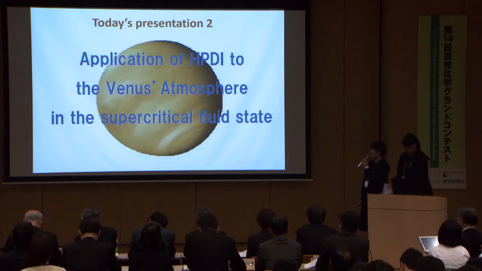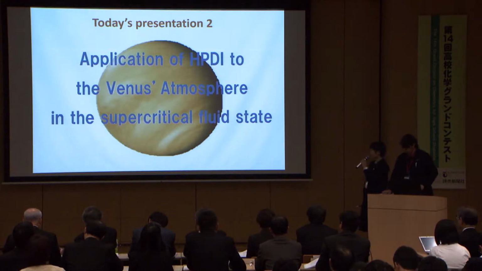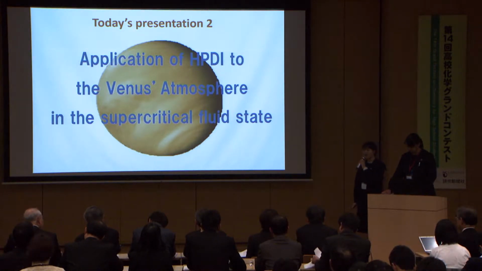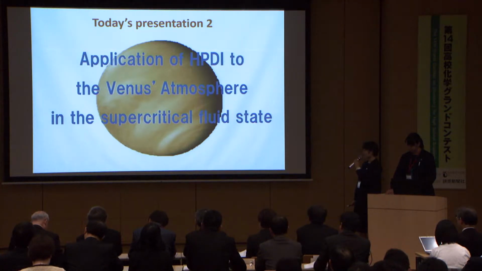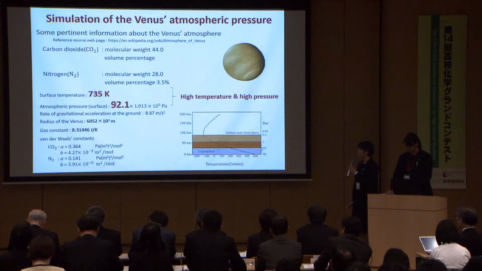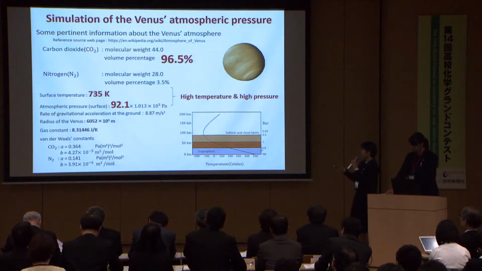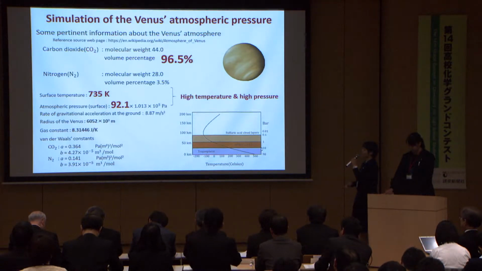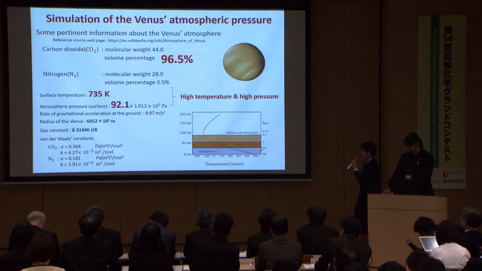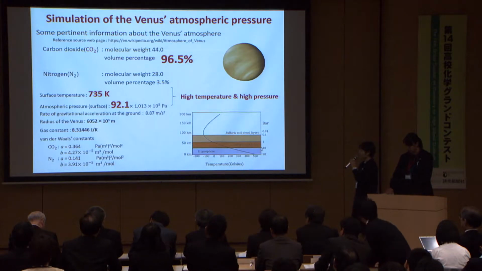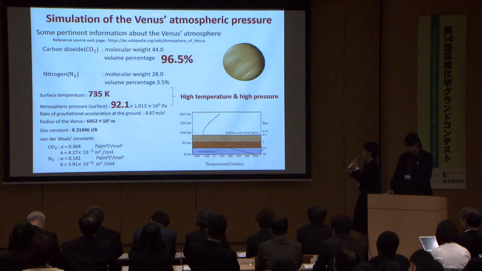Now, we apply HPDI to the Venus atmosphere. Recently, we got detailed experimental data of the Venus atmosphere, which were published by researchers of NASA. The surface temperature of Venus is over 700 Kelvin. We emphasize that the volume percent of CO2 is 96.5% in the Venus atmosphere.